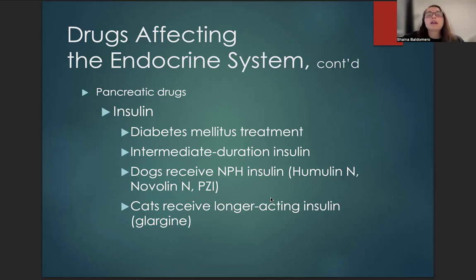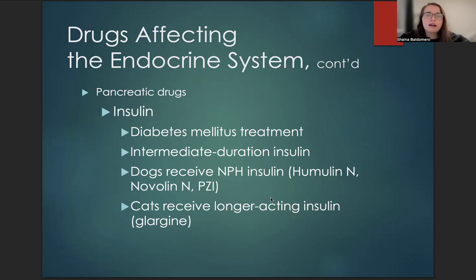Now, diabetes is a little different in dogs versus cats. We do use different types of insulin in dogs versus cats. Dogs, we tend to use Vetsulin. Cats, we use ProZinc. It also has different concentrations. Vetsulin for dogs is U100, ProZinc for cats is U40. And so that has to do with the concentration level of that insulin.